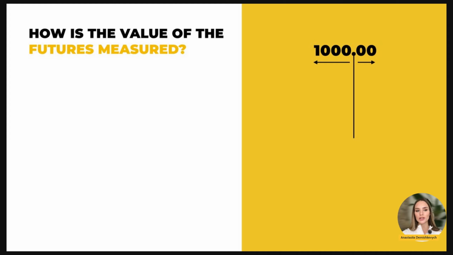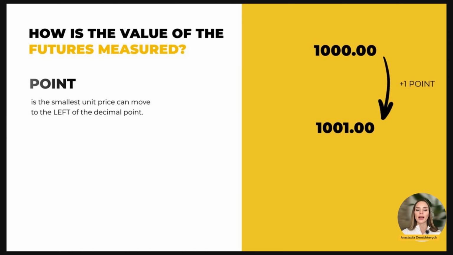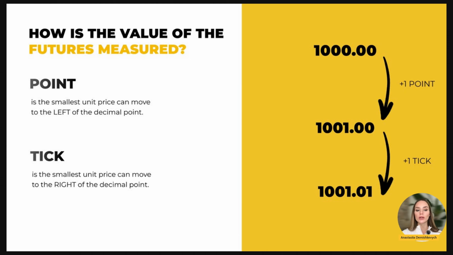Now, one of the most important questions: how is the value of futures contracts measured? Futures contracts are quoted in points and in ticks, which represent the smallest price movement possible for a given futures contract. A point is the smallest unit a price can move to the left of the decimal point. For example, if the price of the futures contract changes from $1,000 to $1,001, that's a movement of 1 point. A tick, on the other hand, is the smallest unit a price can move to the right of the decimal point. For instance, if the price of the futures contract moves from $1,000 to $1,000.01, that's a movement of 1 tick.